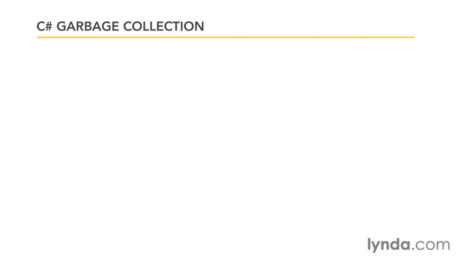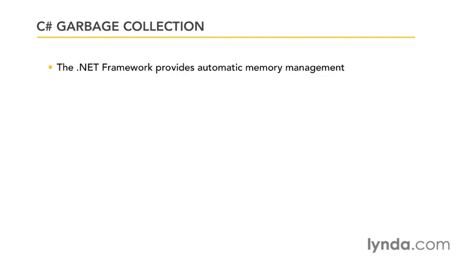Earlier in the course, you may have heard me refer to C Sharp and .NET as a managed code environment. What that basically means is that the .NET framework provides automatic memory management for you. You, as the programmer, are not responsible for freeing up the memory that your program's objects use during the course of the running of your program.